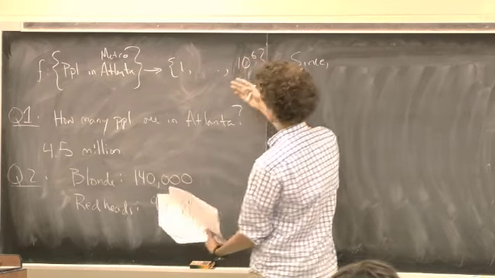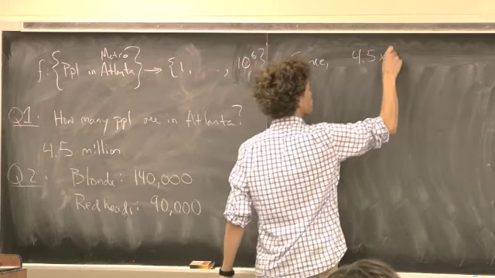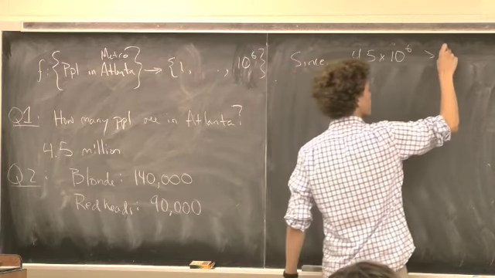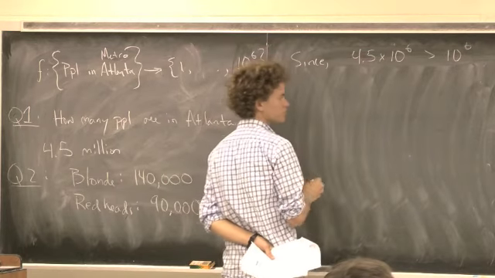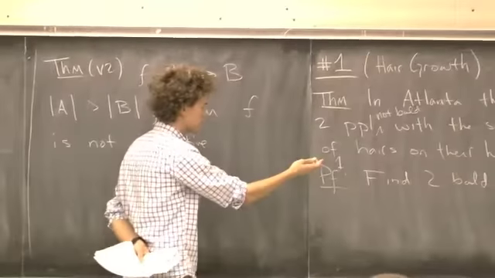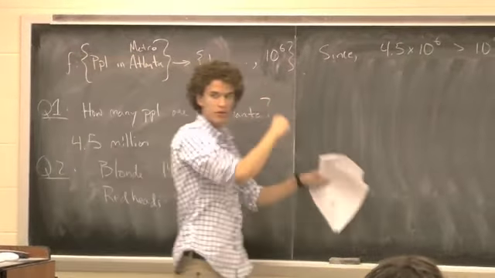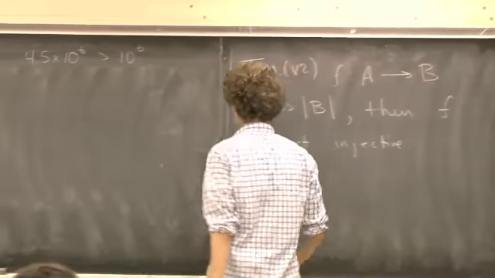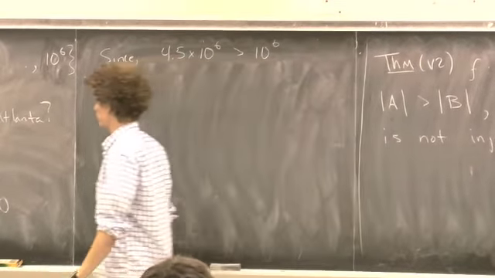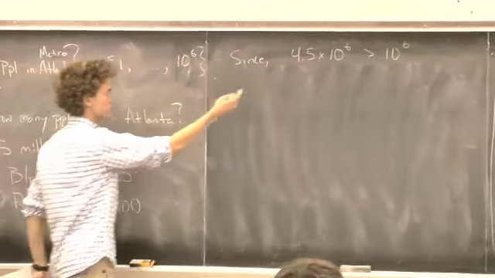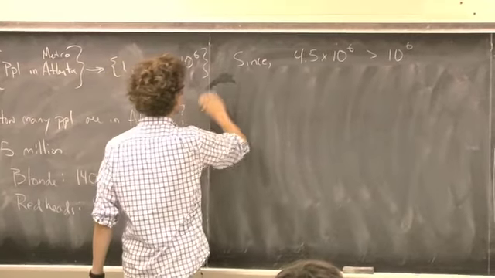Since 4.5 million is greater than 1 million, there are 2 people with the same number of hairs on their head. This is non-injective, meaning 2 people map to the same number. You may ask, can't we say something stronger? Because this isn't just more, it's a lot more. Of course we can.